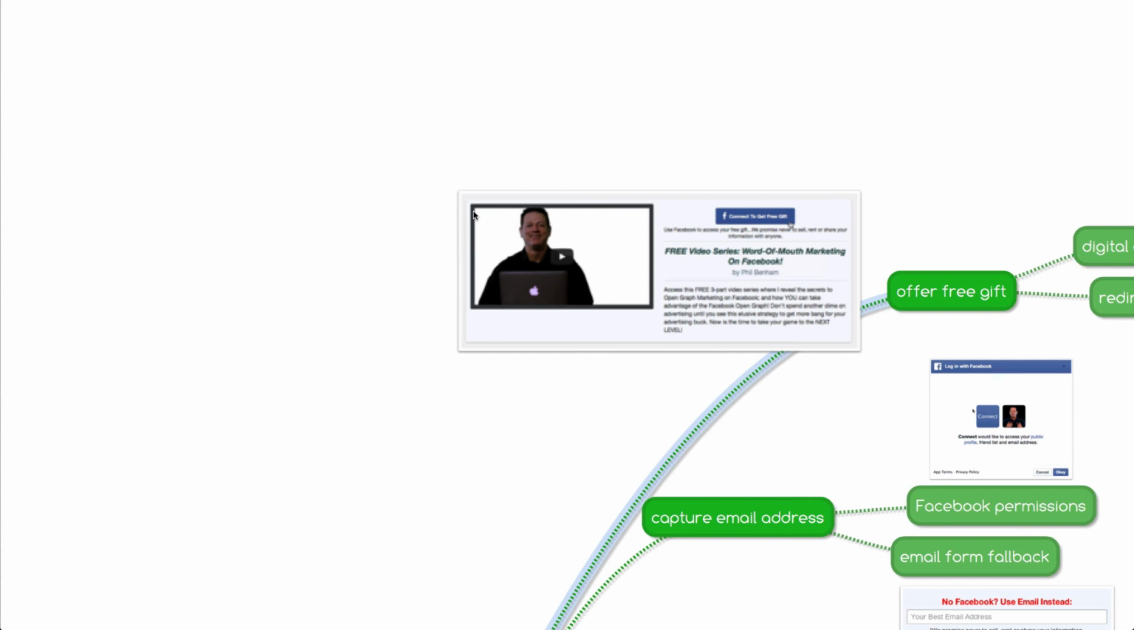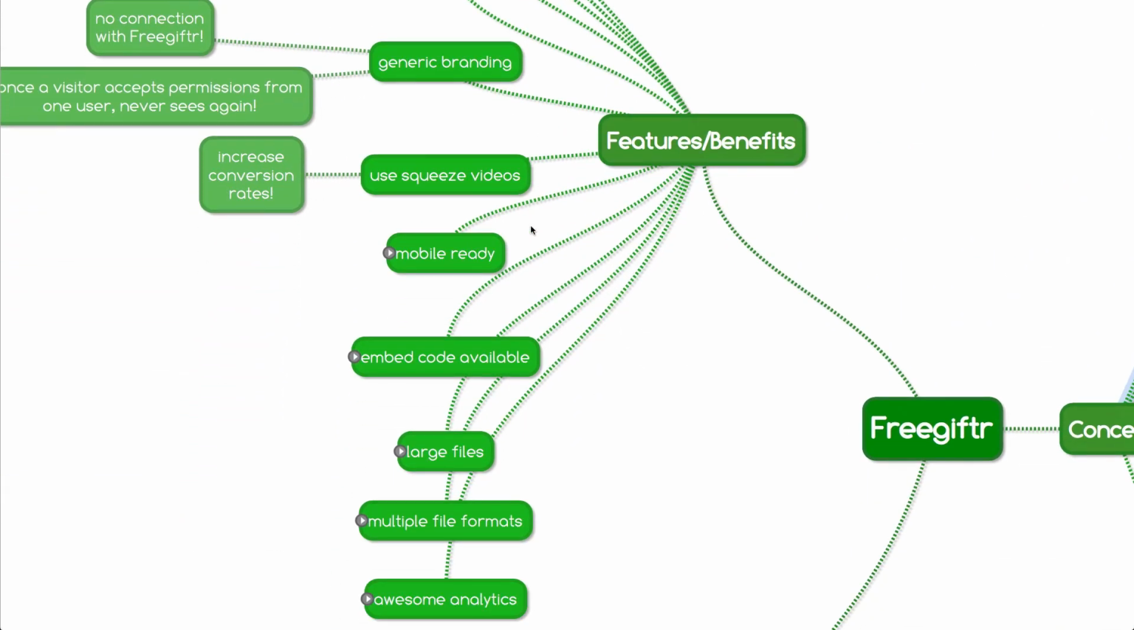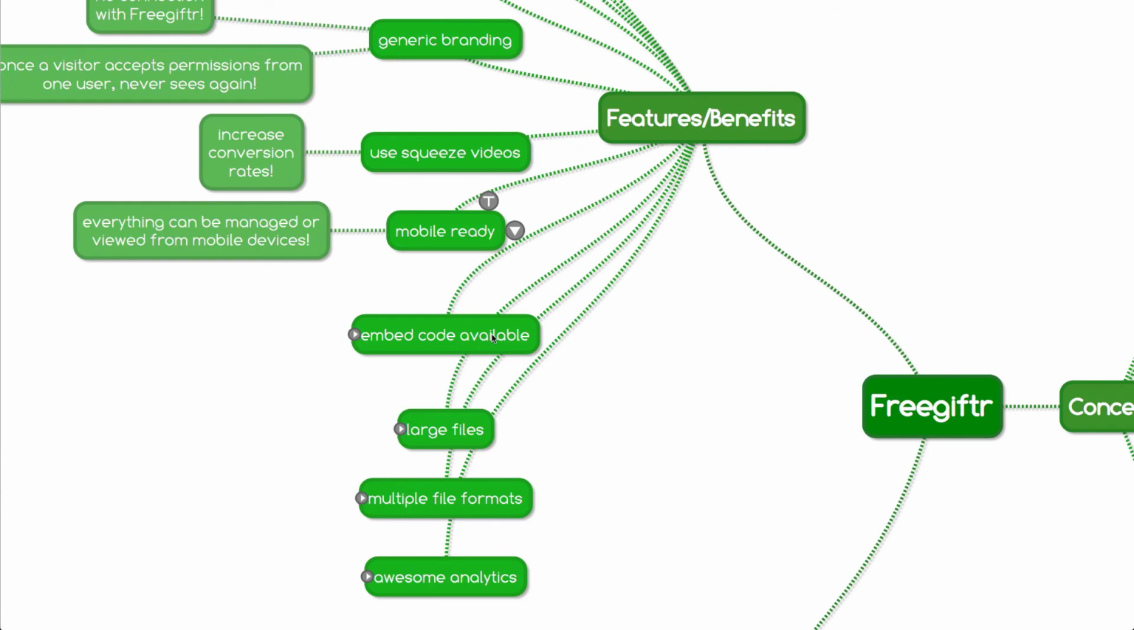There are tutorials inside the application explaining all this, but you're able to use the image or a video here. So you can increase your conversions by using video. Just wanted to point that out to you. Everything's mobile ready. Whether you're looking at it on an Android, a tablet, an iPad, a laptop or desktop, it doesn't matter. Everything can be managed or viewed from mobile devices, whether it's a free gift or your admin area. That's a very nice benefit.